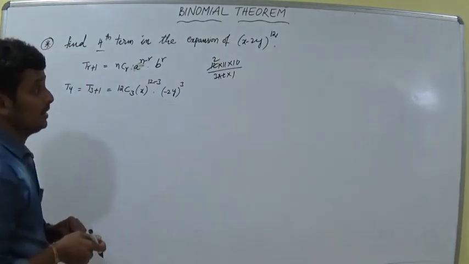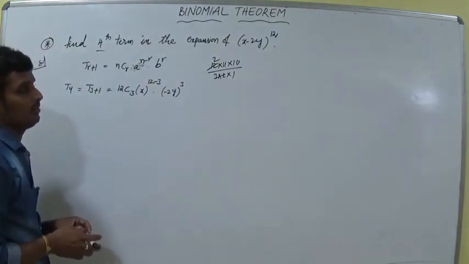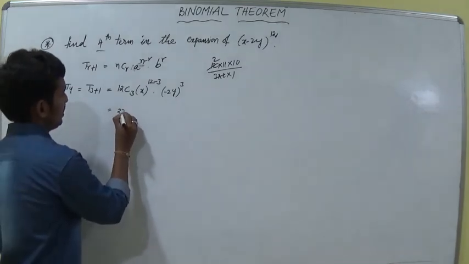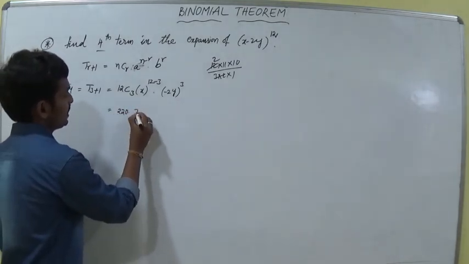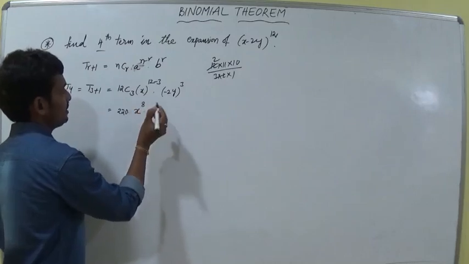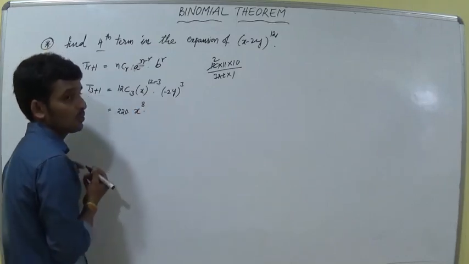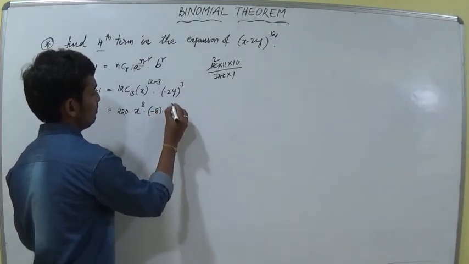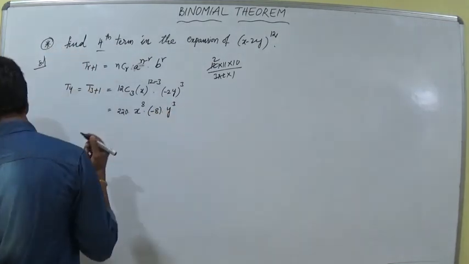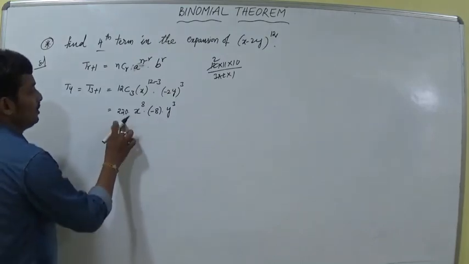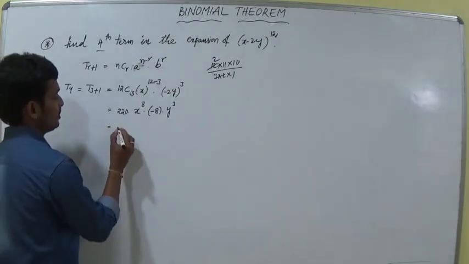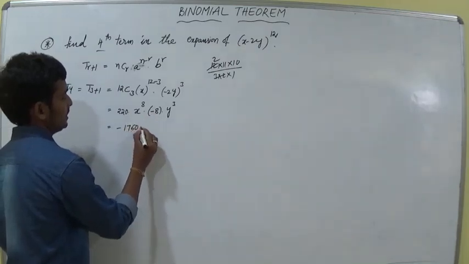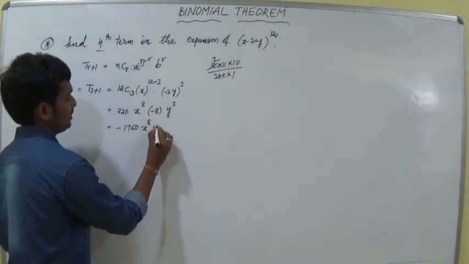11 times 10 is 110, 110 into 2 is 220. 220 into x to the power of 9, into minus 2y whole cube. Minus 2 cube is minus 8, into y cube. Now we can multiply these two. What are you getting? Minus 1760 x to the power of 8 y cube. This is the answer.